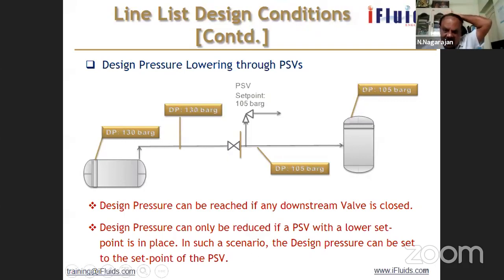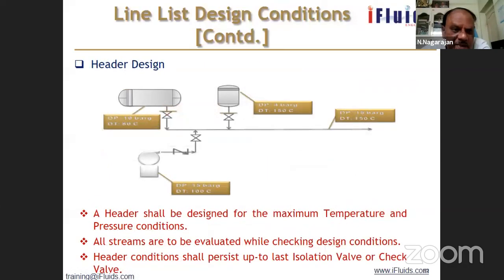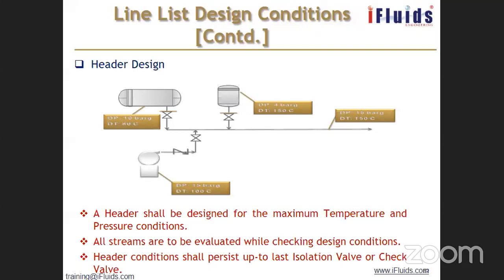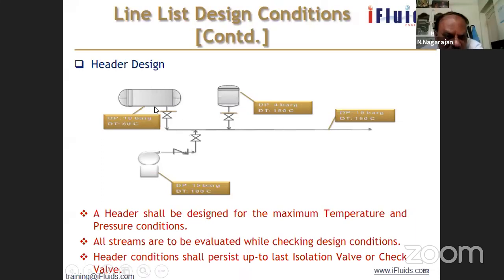So these are all the scenarios where your line conditions are dictated by the operating scenarios of the connected equipment. So header design: a header means a number of lines will come and join a header. There is a pump which is discharging into this header. You have a vessel from which some fluid is flowing. So temperature, let us say this is 10 bar gauge and 80 degrees centigrade. A pump is pumping at 15 bar gauge and 100 degrees centigrade.